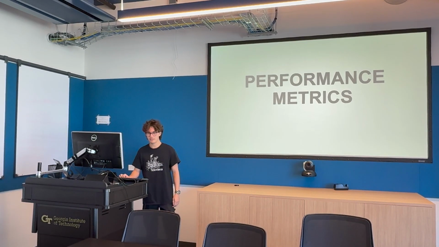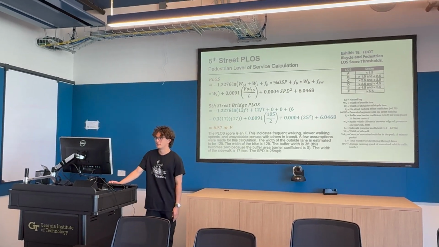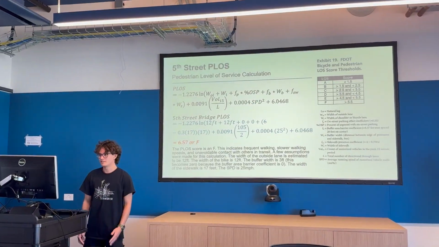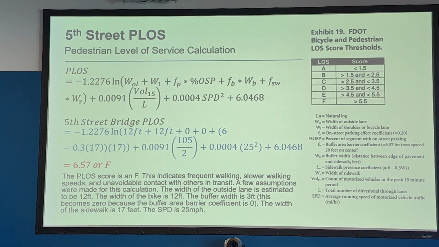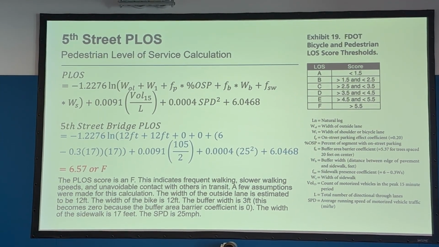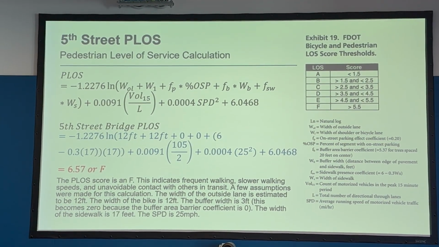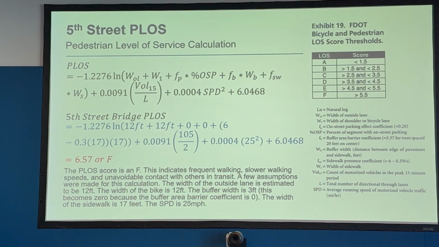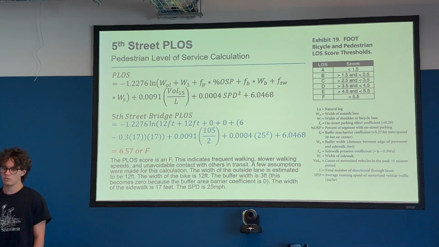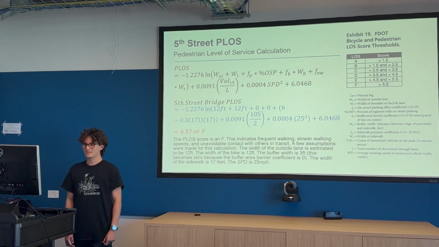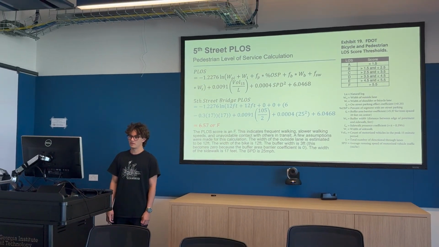Performance metrics of the Fifth Street Bridge, starting with the PLOS, and we have this big equation with a bunch of different variables, such as the width of the outside lane, shoulder or bike lane, and the buffer width. And once you plug in all those values, we get a score of 6.57 or an F, and this indicates frequent walking, slower walking speeds, and unavoidable contact with other pedestrians.